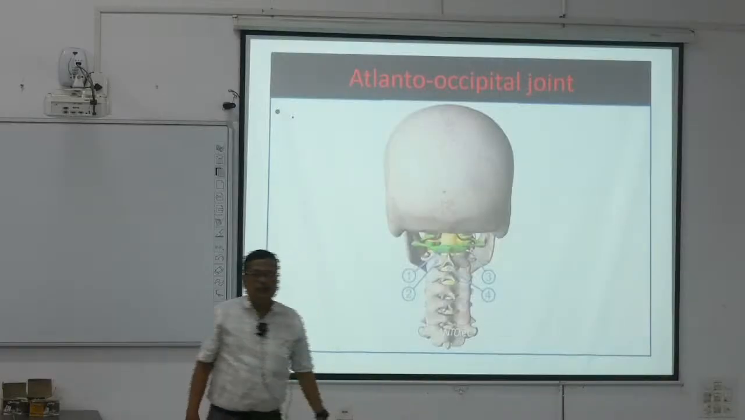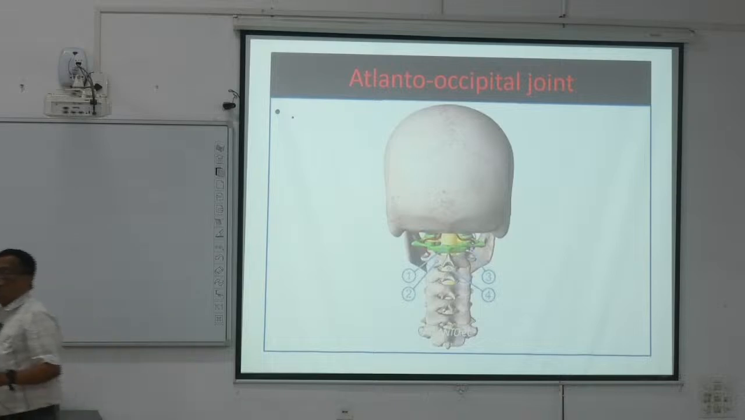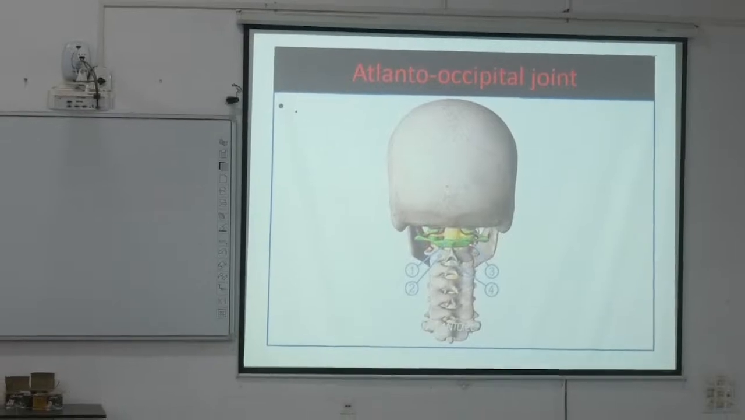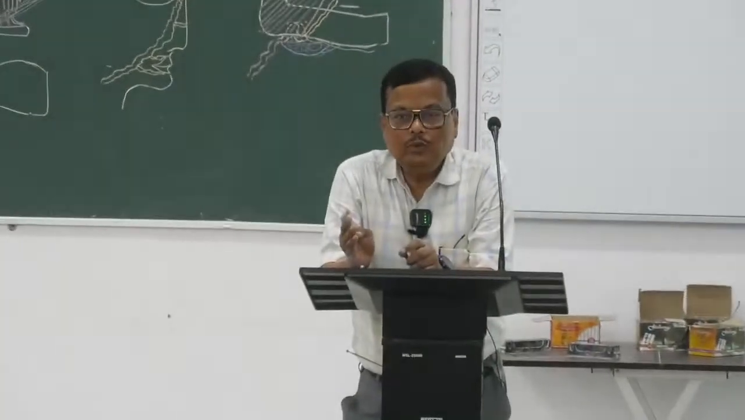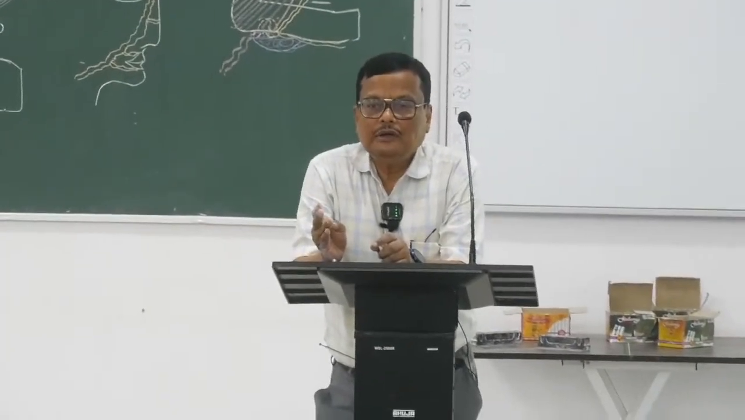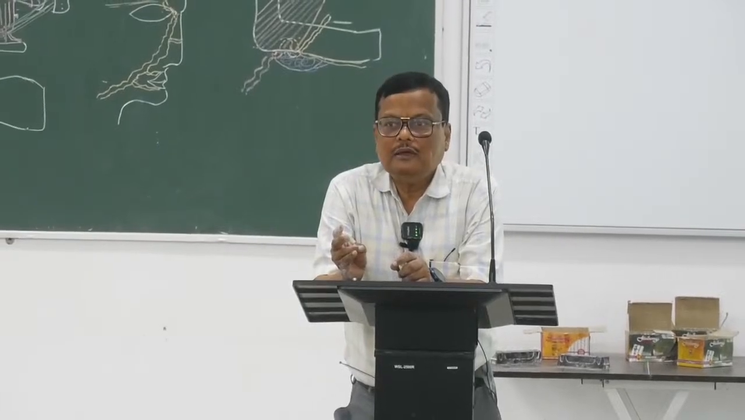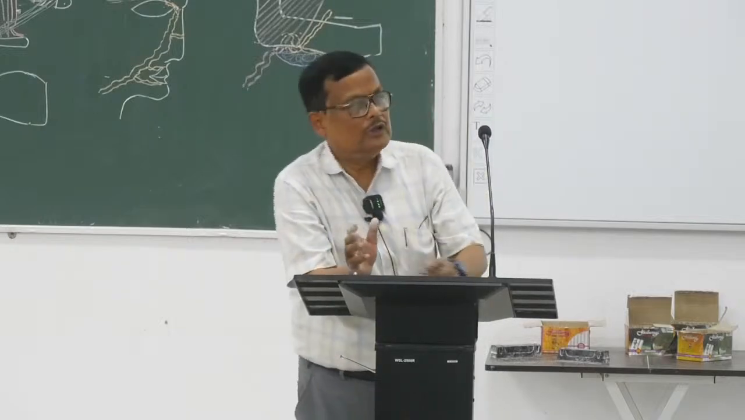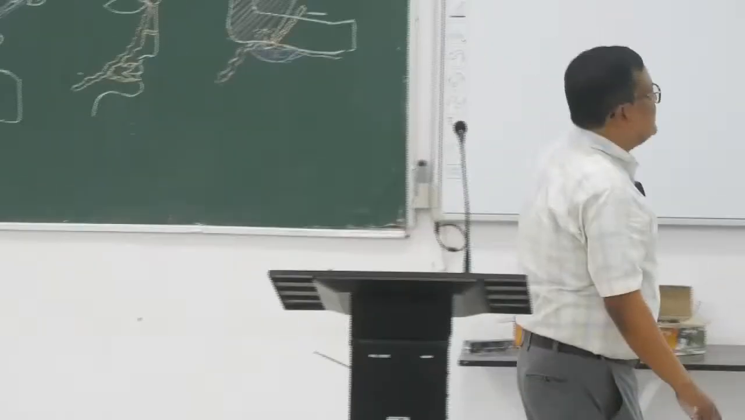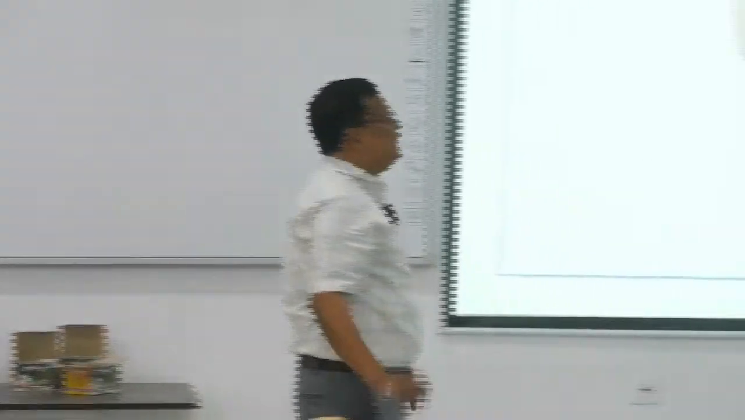So the first joint we read today, atlanto-occipital joint. I have already told you how to read joints: type of joints, subtype of joints, then bones forming the joint, then the ligaments, movements, nerve supply, arterial supply, muscles producing the movements, and last but not the least, the applied part. This is how we read. So atlanto-occipital joint. So it is an introduction.